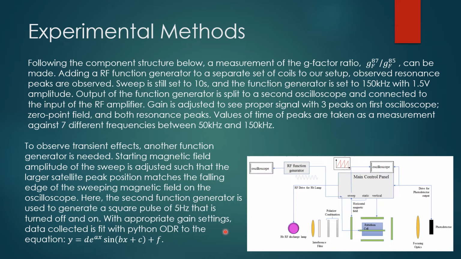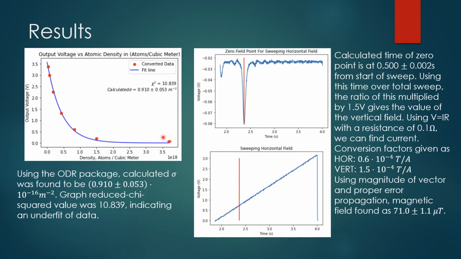And this equation is y equals d times e to the a x times sine b of x plus c, plus f, where d is our initial amplitude, a is our decay constant, b is our frequency, c is our phase difference, and f is just a free parameter. So for our cross-section, we found using this graph here that it was 0.910 plus or minus 0.053.